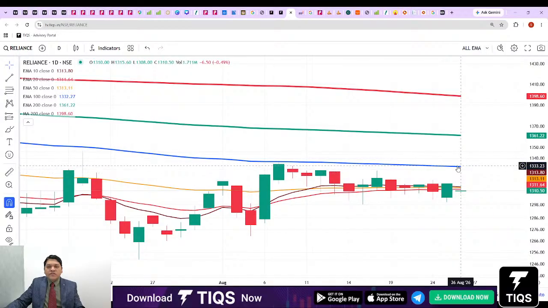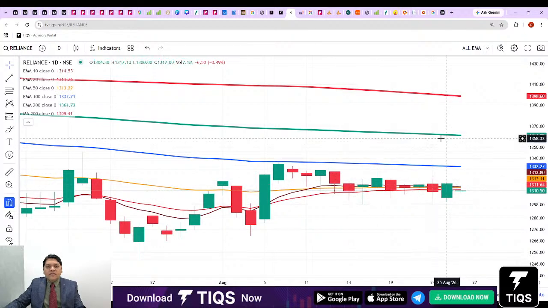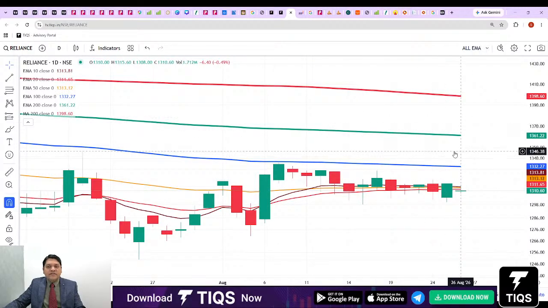We have to be very cautious. If it is breaking on the downside, then it will not support the Nifty. Today's candle, you can see right now it is trading 0.5% down, which means the momentum is weak or the momentum is down. Structure is also weak and the trend is also down. So only the short term trend is sideways, long term trend is down. So avoid Reliance.